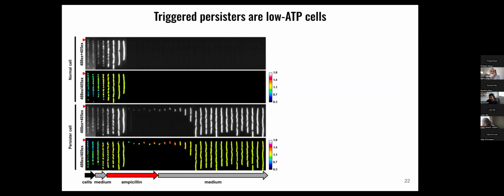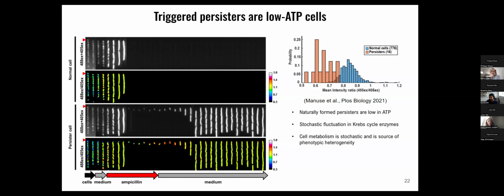So we did a follow-up study with Tim Lewis's lab at Northwestern University, and using an ATP sensor, we found that among the small cells, only the low ATP ones are the ones that could persist through the antibiotic treatment. In these data sets, when we studied the really small cells, only 16 out of these 800 cells were persisters, and they all had really low ATP levels.